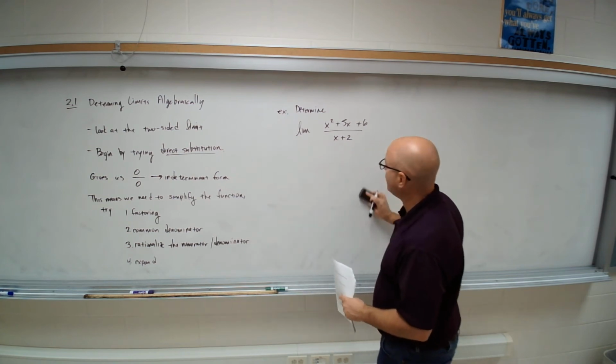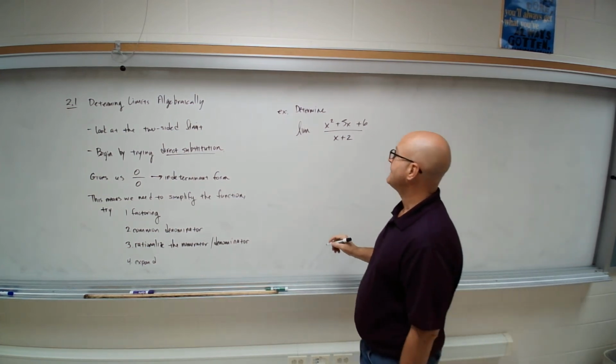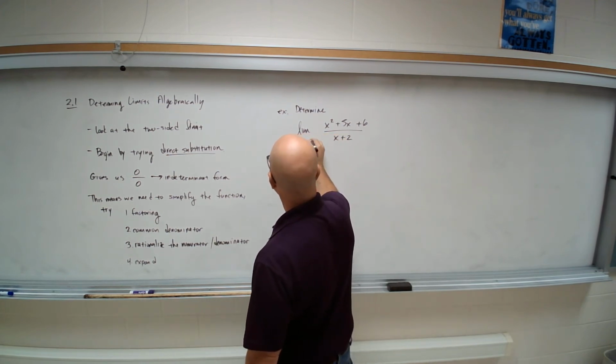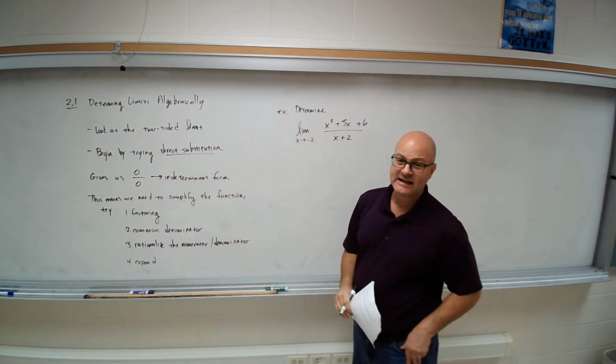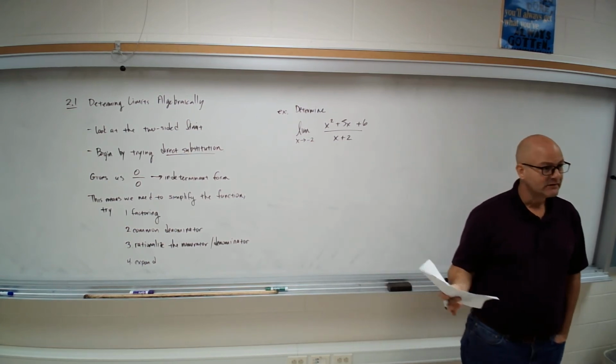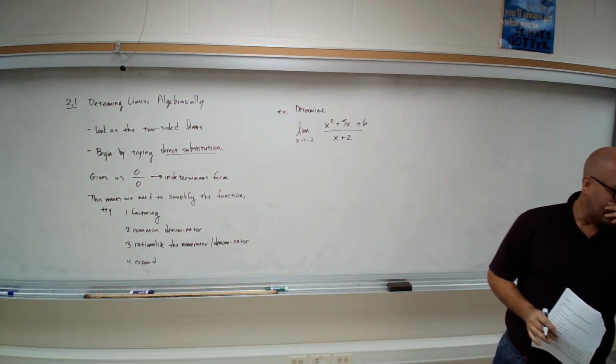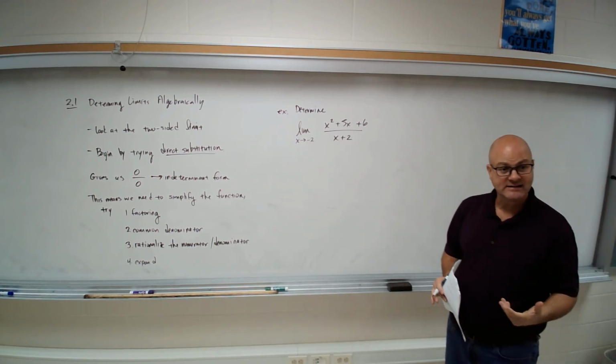But with this one, let's go back and look at this example. Same problem, but this time, let's take the limit as x approaches -2. Okay, so same function, same thing. We get this x approaches -2. So again, we're going to try direct substitution.